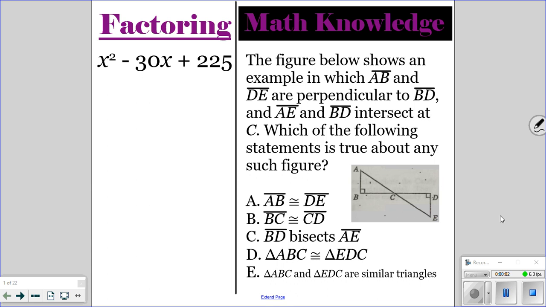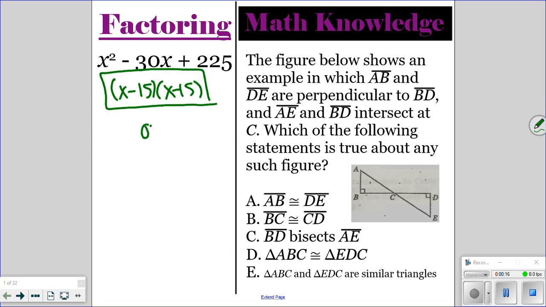Alright, so y'all go ahead and do the factoring and the math knowledge question for today. Pause the video, and then once everyone is finished, you can unpause the video and I'll go over the correct answers. So for the factoring, you should have x minus 15 times x minus 15, or you can write it as x minus 15 squared.